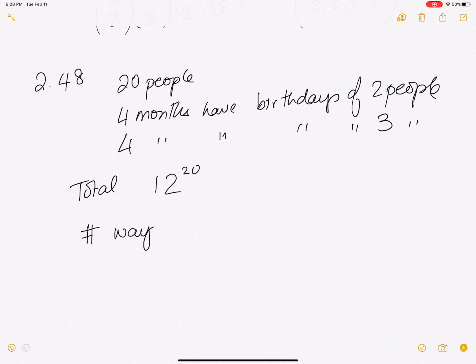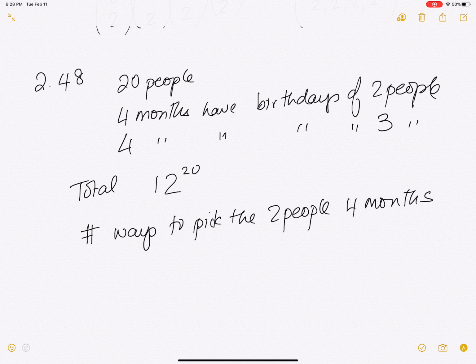So number of ways to pick the 4 months for 2 people. Okay, how do we do that? Well, we can just pick 4 out of 12. That's 12 choose 4. And the number of ways to pick the 4 months for 3 people is, after you've picked that, there's 8 left over. 8 choose 4. Okay?